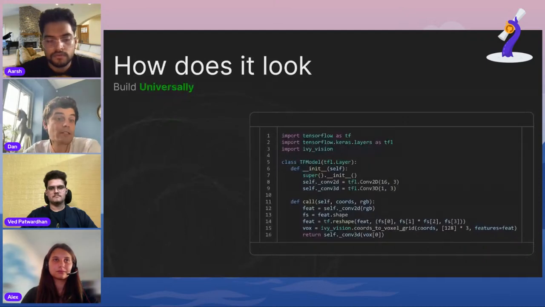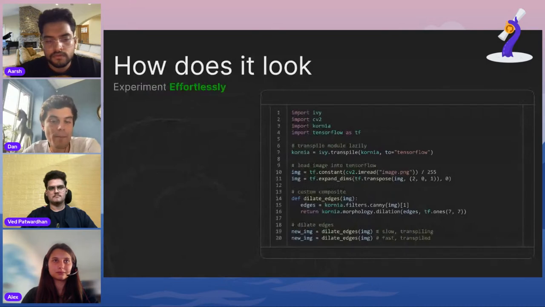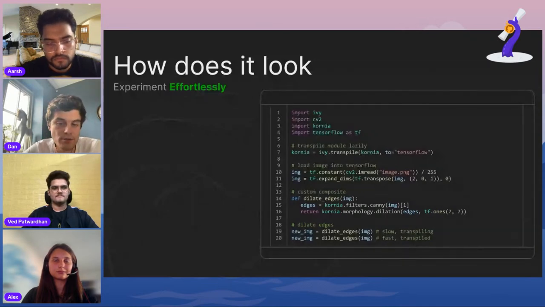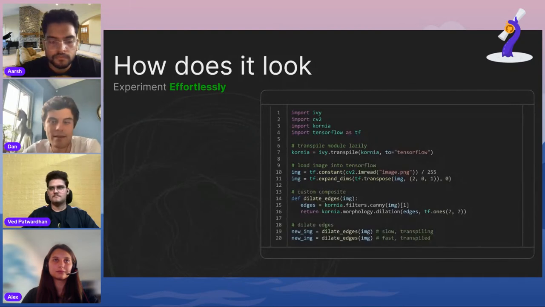And then we have this ability to experiment effortlessly. This is not about writing new Ivy code, it's about taking existing code and still making it compatible across frameworks. So in this case, you're using TensorFlow because it's got good deployment features. You can run it on a mobile phone. There's all kinds of good reasons to use TensorFlow, but you would like to use the Kornia library, which is a very popular computer vision library written in PyTorch. And of course, you can't use it in TensorFlow today. Well, now with Ivy, you can. With one line of code, you can get the entire library transpiled so that it behaves exactly as the original library, the only difference being now it works directly in a TensorFlow project.